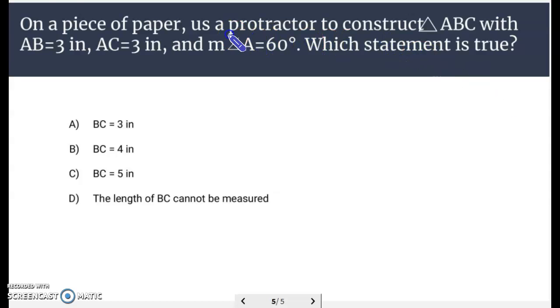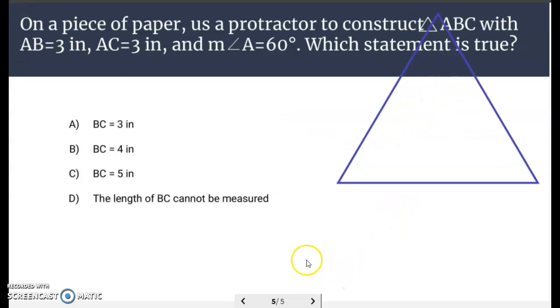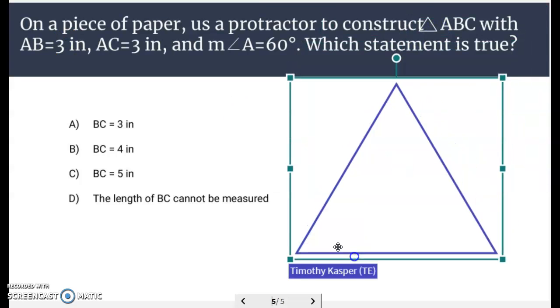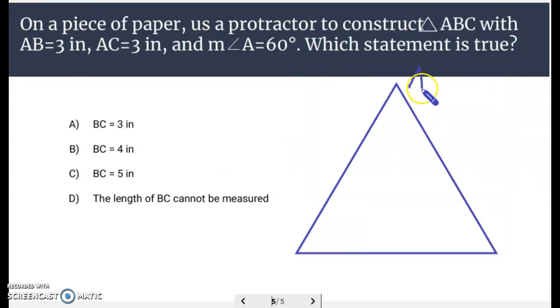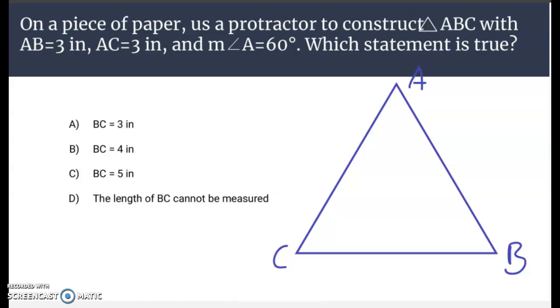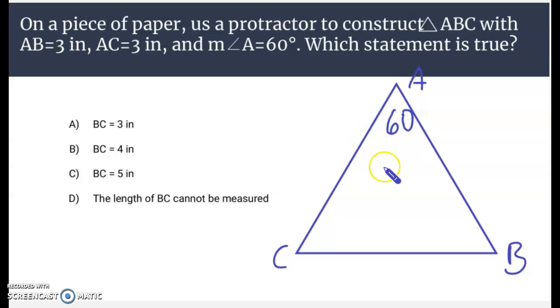Alright, another one. Another triangle. And we're going to label the parts again, ABC. Let's label what we know. They say that angle A is 60 degrees. They say that AB is 3 inches. That's AB right here. And AC is 3 inches.